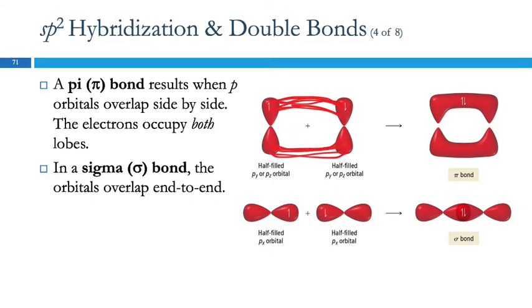This pi bond is weaker than the sigma bond. We have these 2 bonds. The pi bond is weaker, the sigma bond is stronger. So as the bonds begin to break, the pi bond will break first, and the sigma bond would break after that.